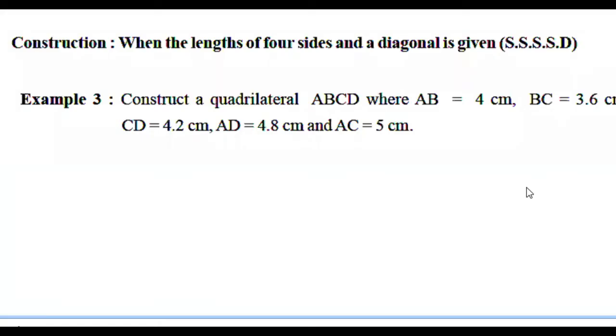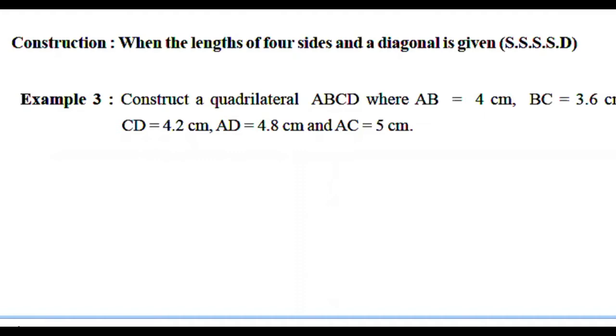Example third question. Construct a quadrilateral ABCD where AB is equal to 4 centimeters, BC is equal to 3.6 centimeters, CD is equal to 4.2 centimeters, and AD is equal to 4.8 centimeters, and AC is equal to 5 centimeters. Here we have all sides only. I mean, four sides and one diagonal. There is no angle here.